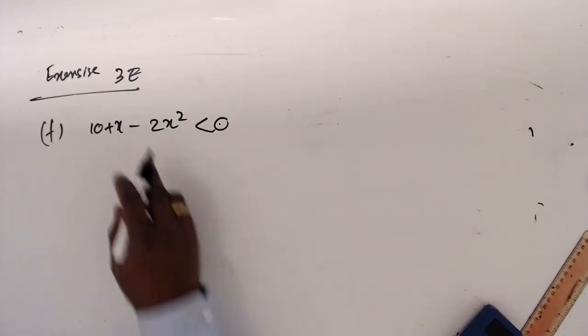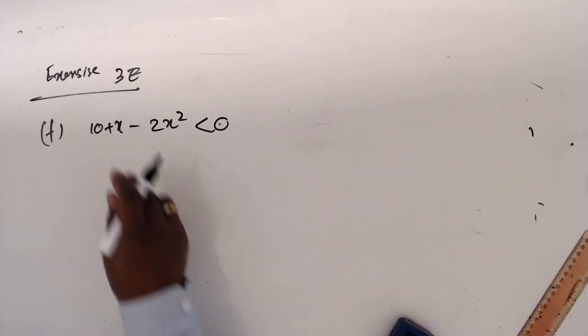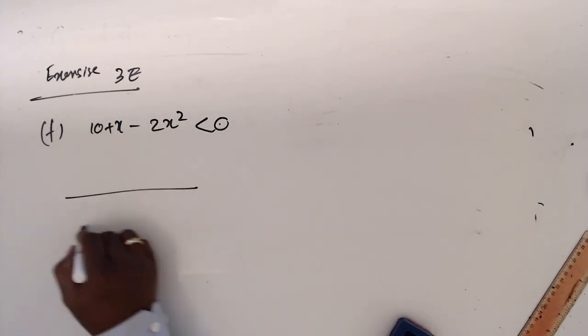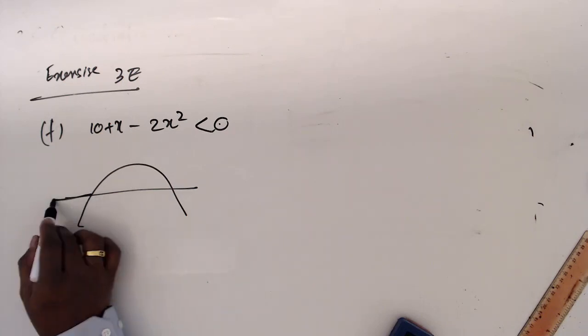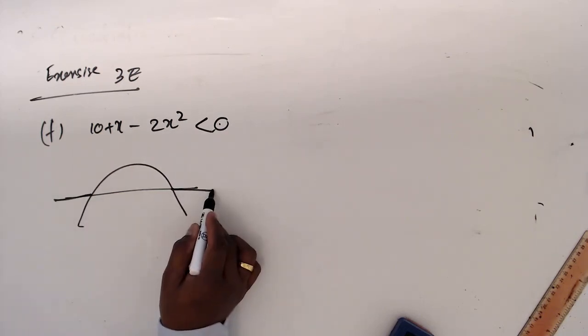This is a quadratic graph. It has a max. This value is less than 0. Then from here to here and from here to here is the answer.